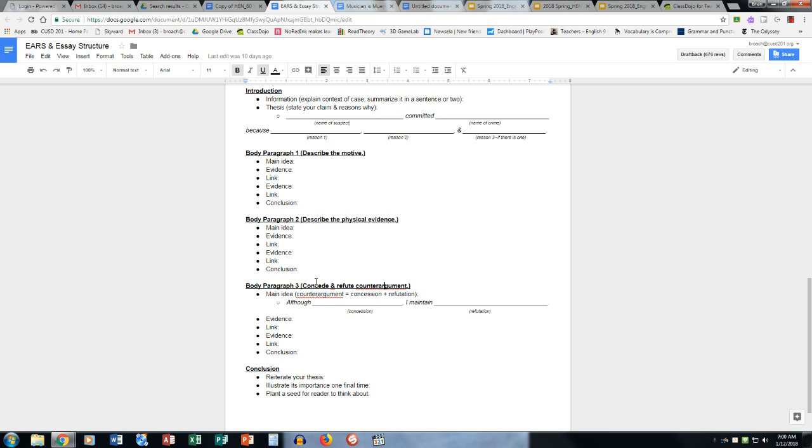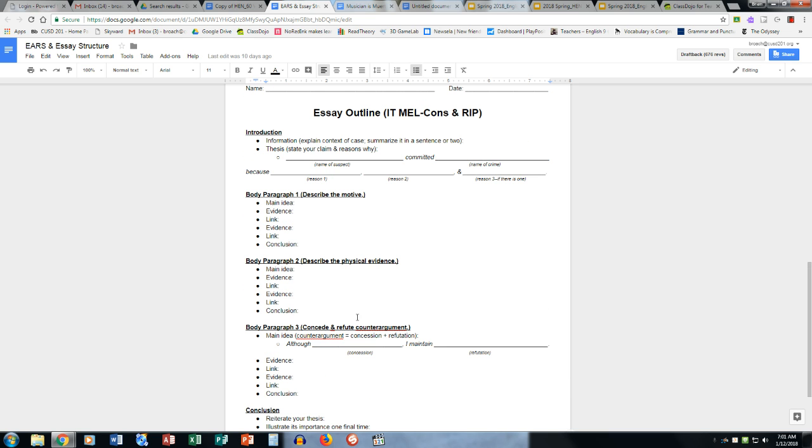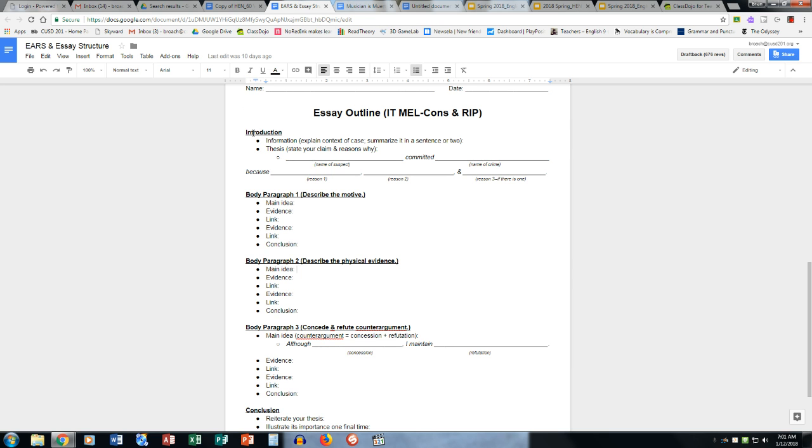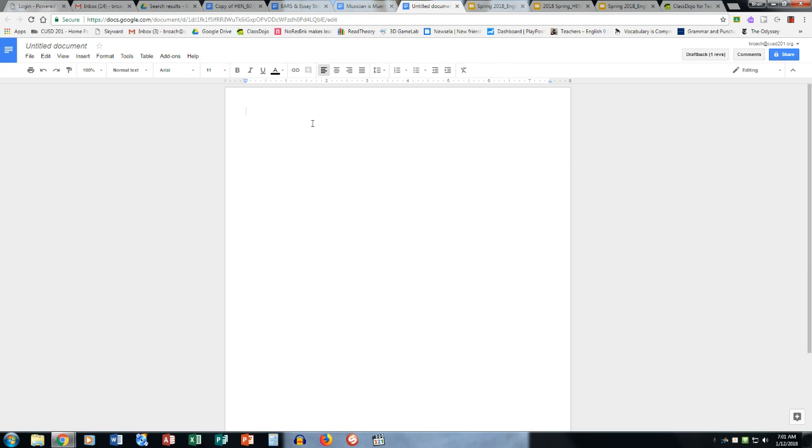And then we'll get into our conclusion where we reiterate our thesis, illustrate its importance one final time, and then plant a seed for the reader to think about. So we're going to follow this template for writing up our reports. Today, let's start with a clean document. What we're going to start with is our information, explanation of the case in a sentence or two.